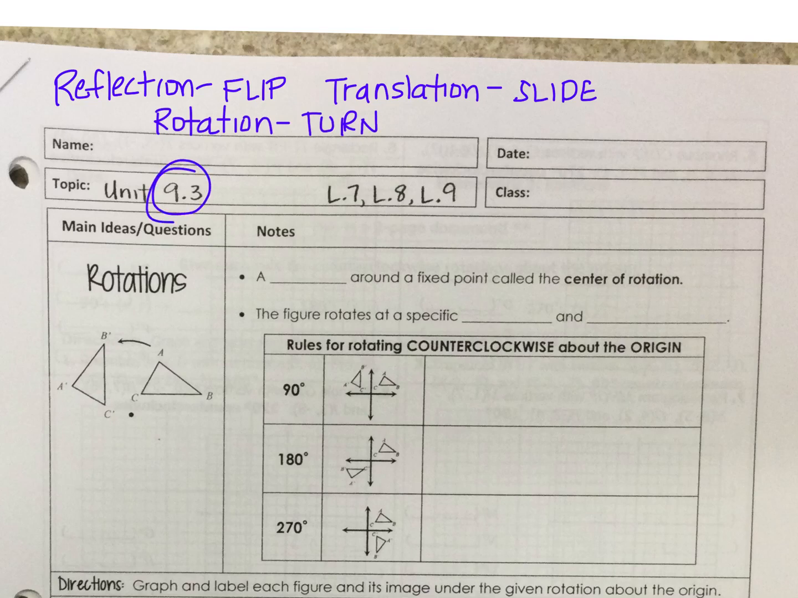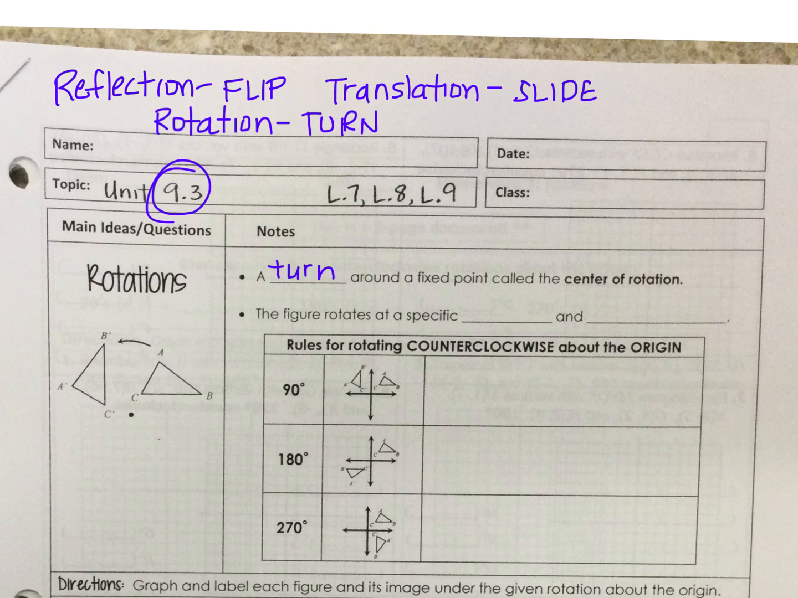These are your 9-3 notes. At the top of your paper, write reflection means to flip, translation means to slide, and then rotation, what we're going to talk about today, is to turn. All of rotation is a turn around a fixed point called the center of rotation.